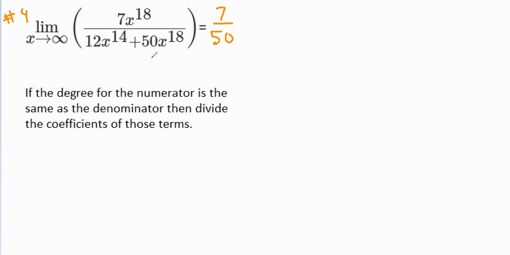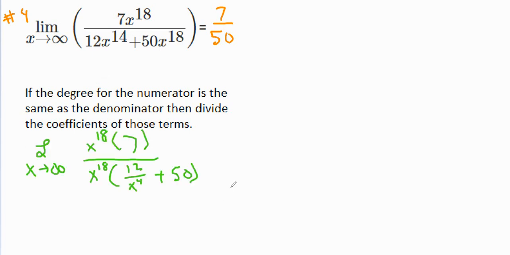Now, if we want to do this with a little bit of algebra in it, let's take out an x to the 18th out of each of those terms there. And when we do that, we can cross out the x to the 18th. And now we can use one of the rules for limits.